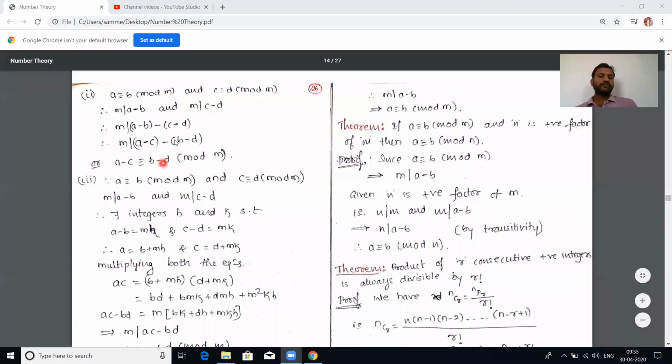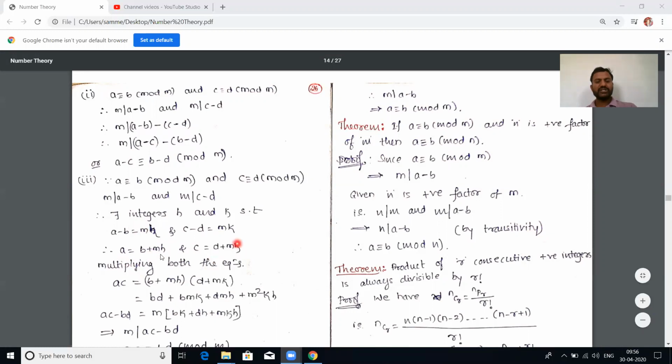Next, in the third result, again, since a is congruent to b mod m and c is congruent to d mod m, we need to prove ac is congruent to bd mod m. So by definition of congruence, again m divides a minus b and m divides c minus d. Then by using definition of divisibility, there is an integer h and k such that a minus b equals m into h, because m divides a minus b, and c minus d is equal to m into k. One we have taken h, another we will take as k. So therefore a is equal to b plus mh and c is equal to d plus mk.